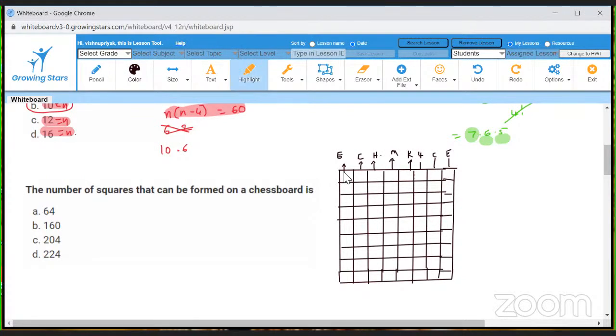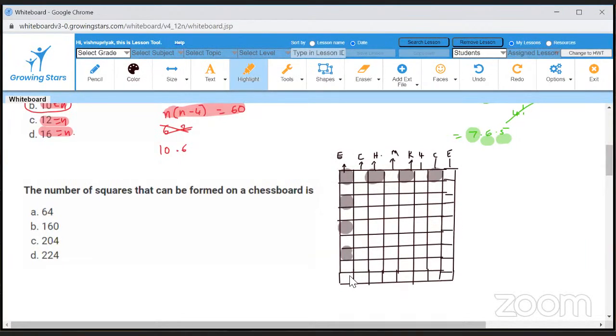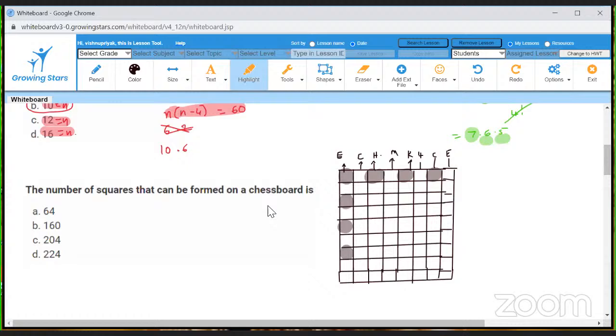So one will be black, white, black, white, black, white, black, white. This side also black, white, black, white, black, white, black, white, black, like this. Did I draw correct? 4, 5, 6, 7, 8, 9. Okay. Like this, the squares will be there.